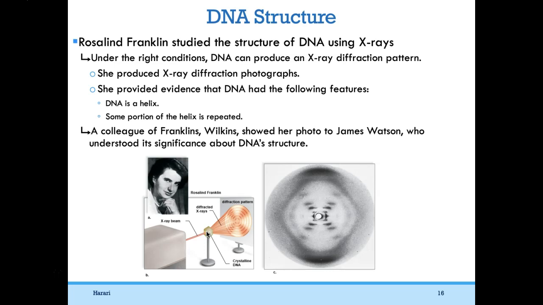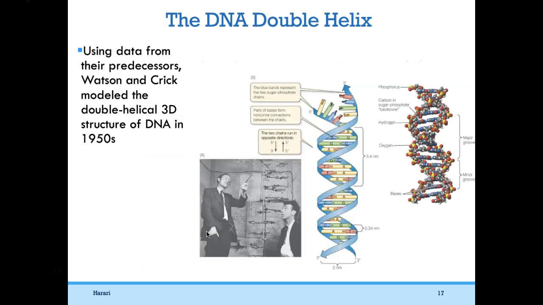So a colleague of hers, Wilkins, showed her photo to James Watson, who automatically recognized what this photograph meant. And he was able to tie that in with his work. So Watson and Crick together modeled the double helical 3D structure of DNA in the 50s.